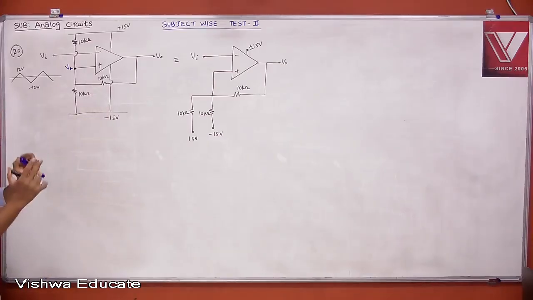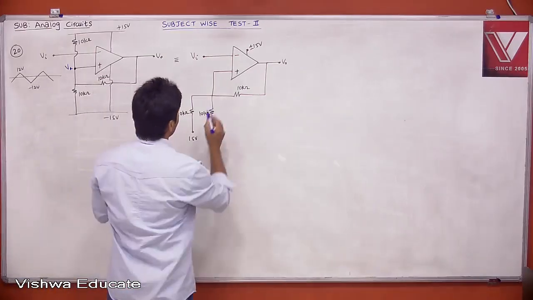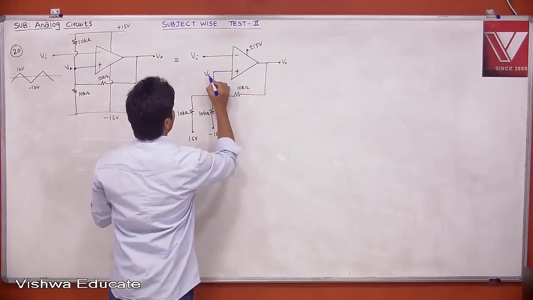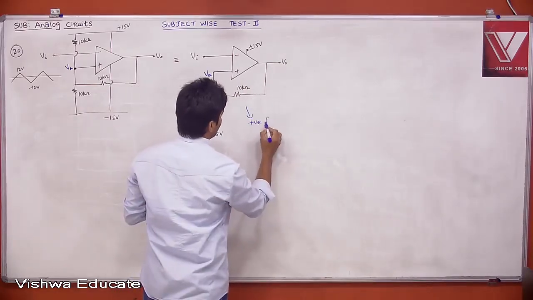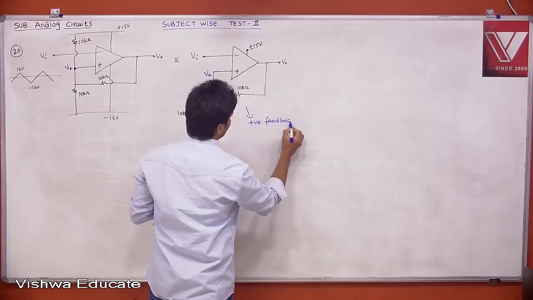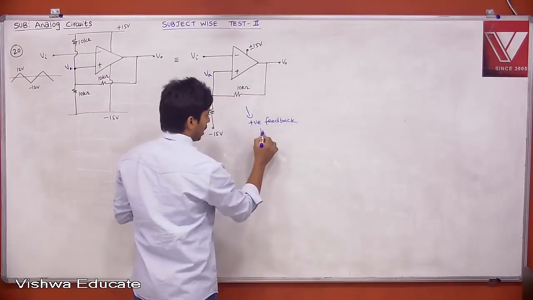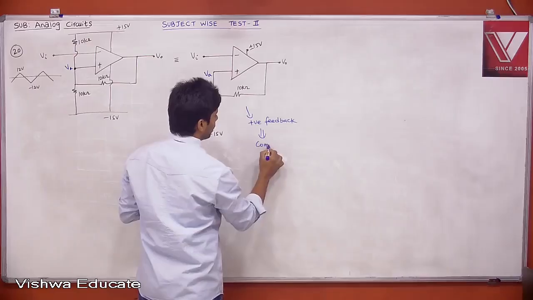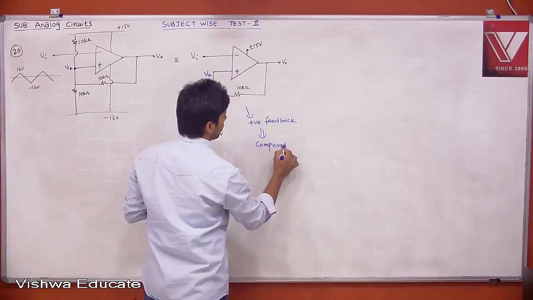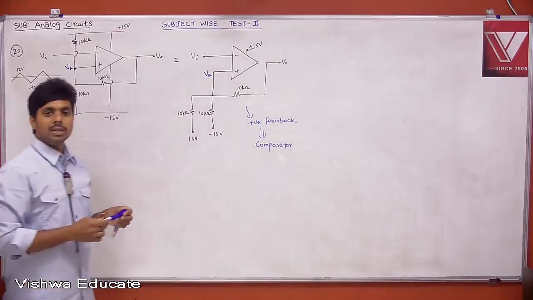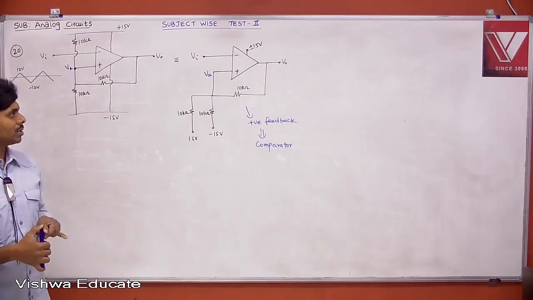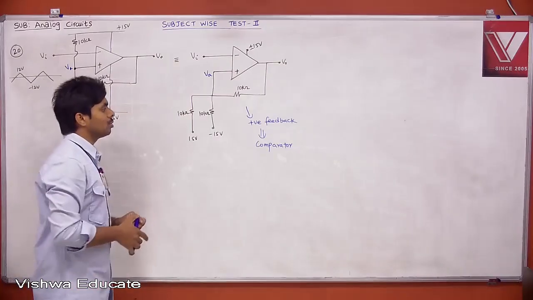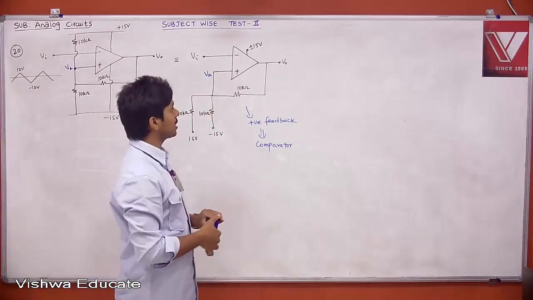Tell me what type of feedback it is. This is easy to understand. Can I say this is nothing but positive feedback? If this is in positive feedback, the virtual ground concept is not valid. Then we have to treat it like a comparator. Now your op amp is a comparator. If the op amp is a comparator, then what is the procedure? I already gave the procedure: if the problem is related to positive feedback, then definitely it is a comparator.